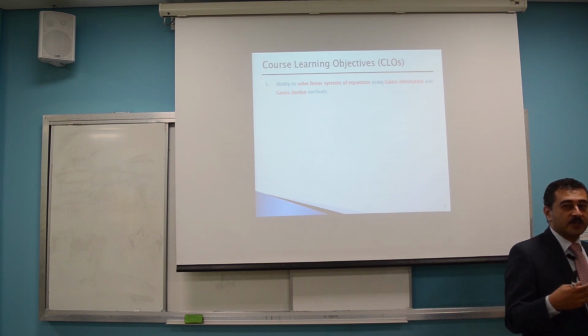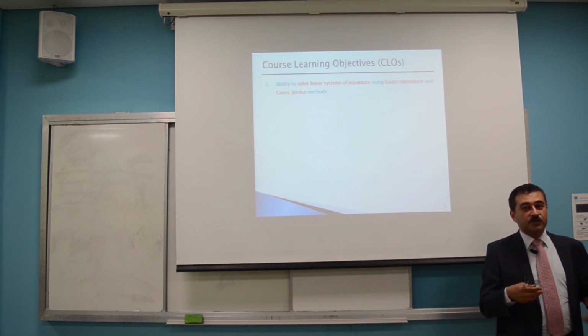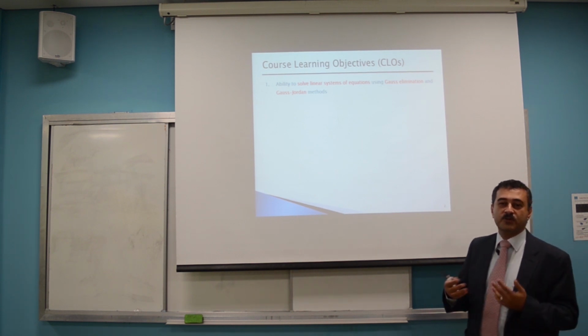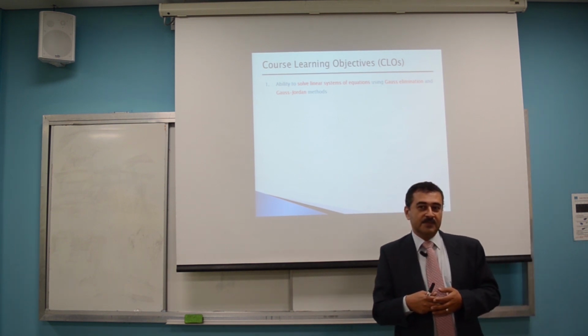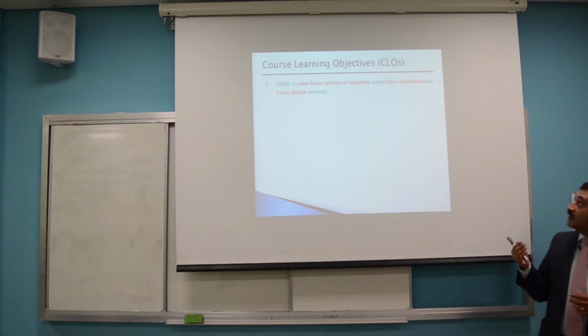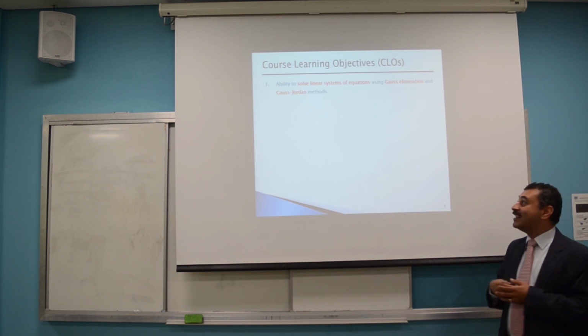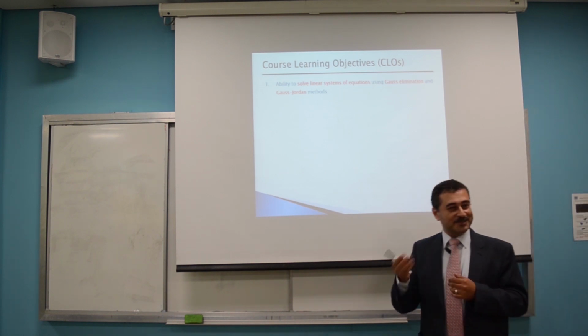If you have, for example, 100 equations and 100 unknowns, how do you write a program for the computer to solve such a big system? The methods are called Gauss elimination, named after Gauss, as you know, and the Gauss-Jordan method.